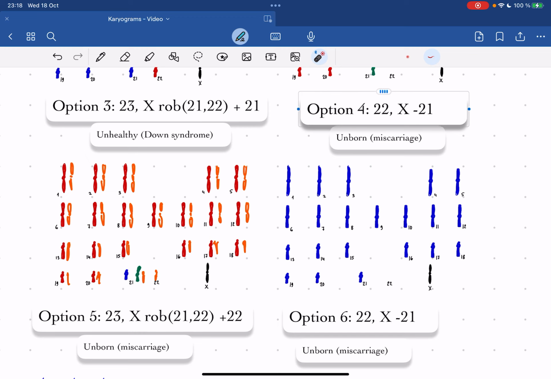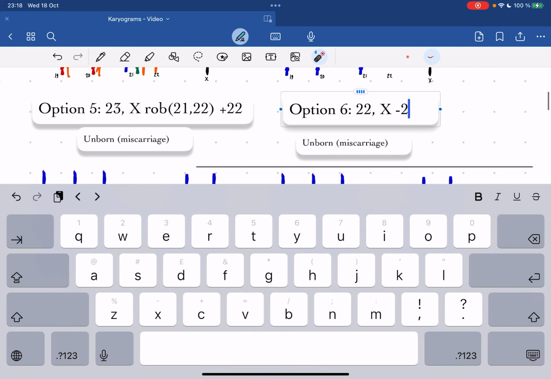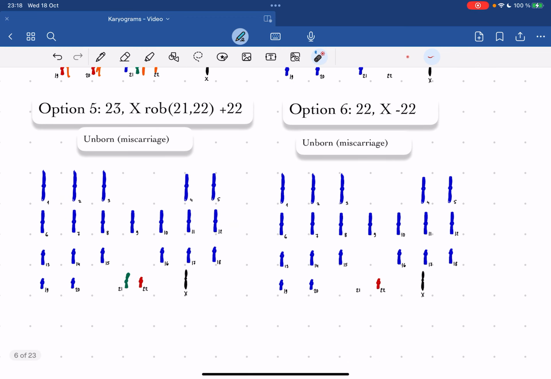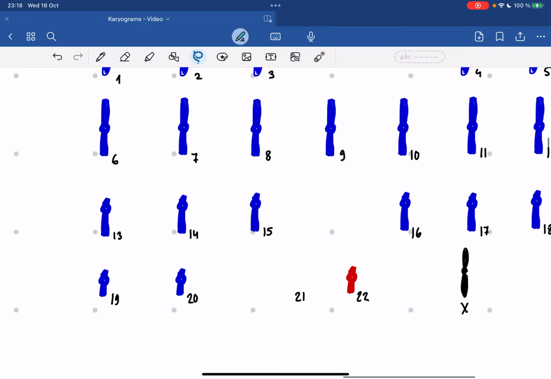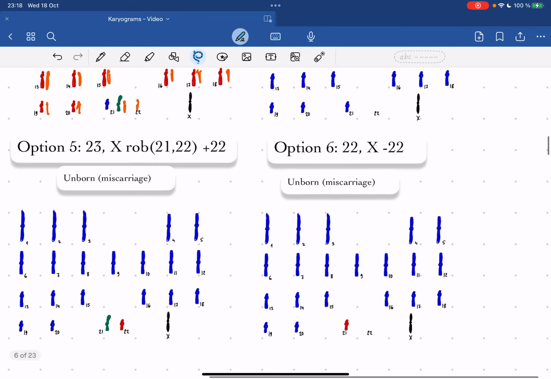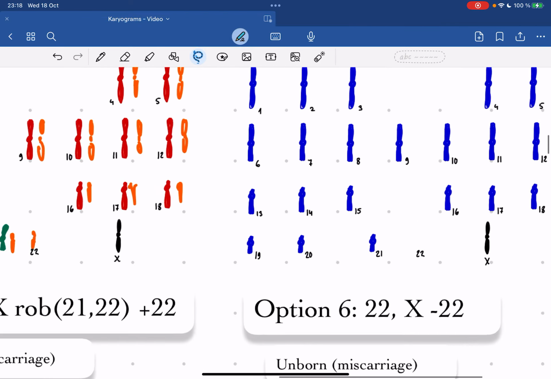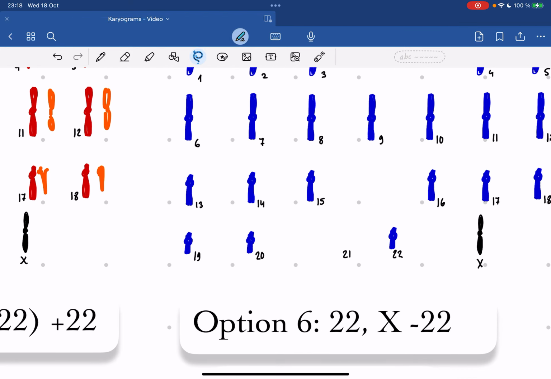Why did I write it like that? It's better if I write it like this. I don't know what I'm doing. Sorry, guys. Trying my best here. Okay.